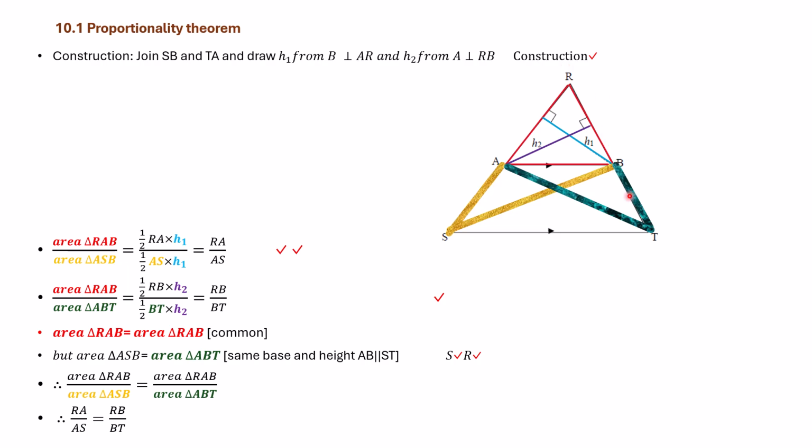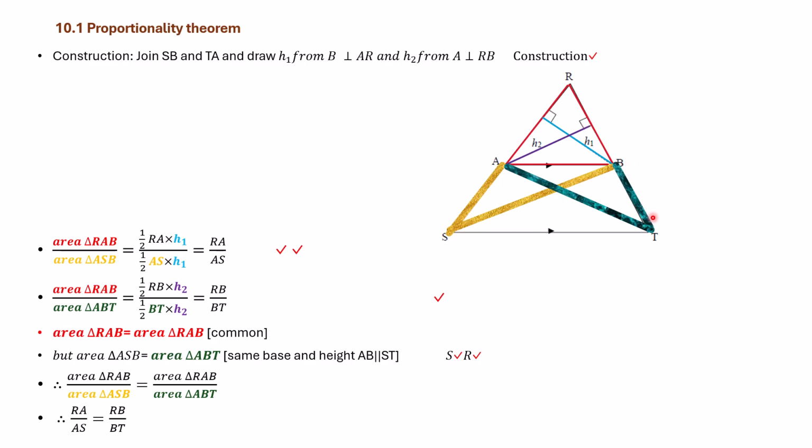Right, now if we look at the other side, remember I've got RA and AS, I want now RB and BT. So again, I'm going to say area triangle RAB, the top one, over area triangle BTA, or if you want, ABT, or ATB, that one there in green or emerald. Again, there's going to be half my base RB, but now my perpendicular height, you can see, is H2.